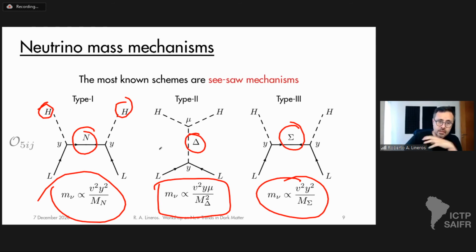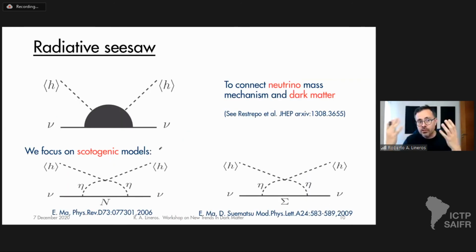So beyond the tree-level mechanisms that are the seesaw, there are the so-called radiative seesaw mechanisms, going to one loop, in the sense that tree-level processes are forbidden in such a construction.